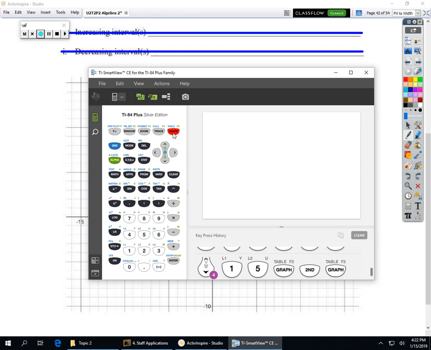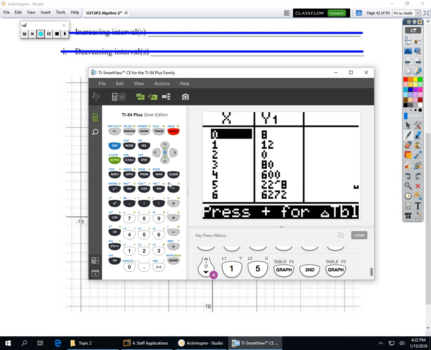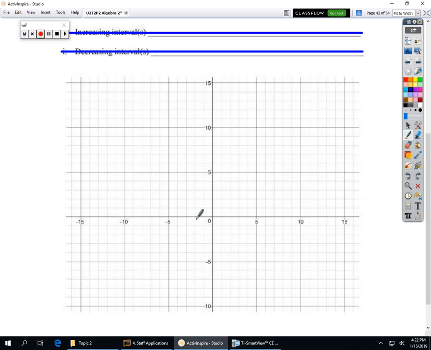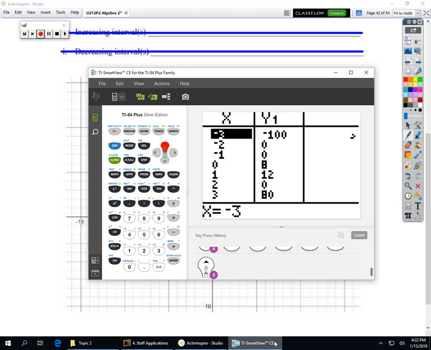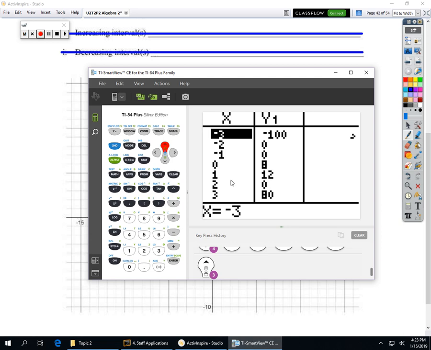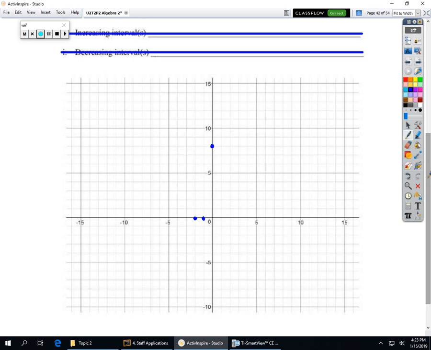In this case, let's table this. Let's go in the table to find a lot of the values. -100, that's huge. -2, 0; -1, 0; 0, 8; 1, 12; and 2, 0. Now I can't just start connecting it like this. That is not acceptable. It needs to match the existing shape of the graph.